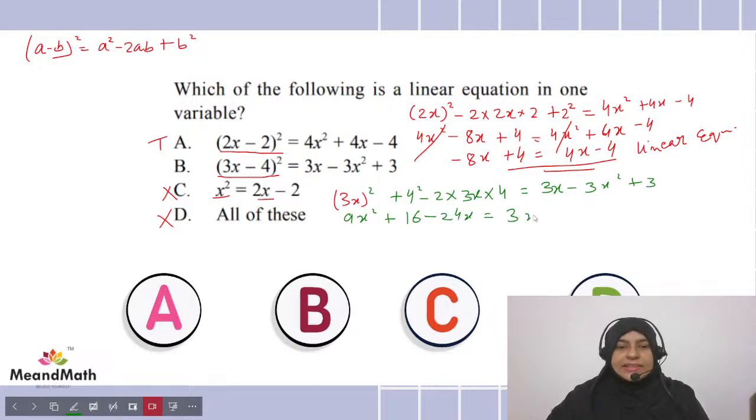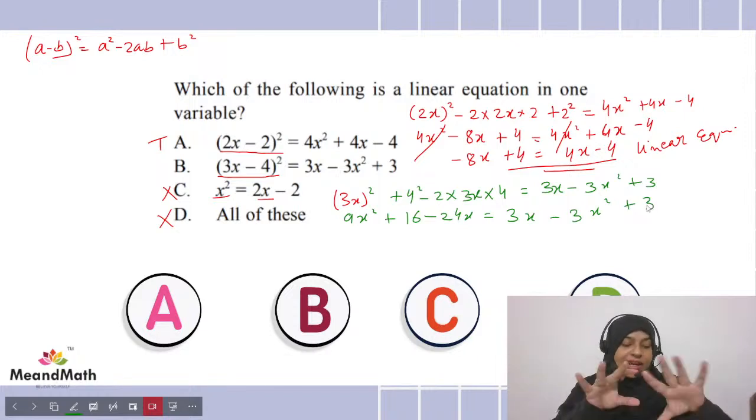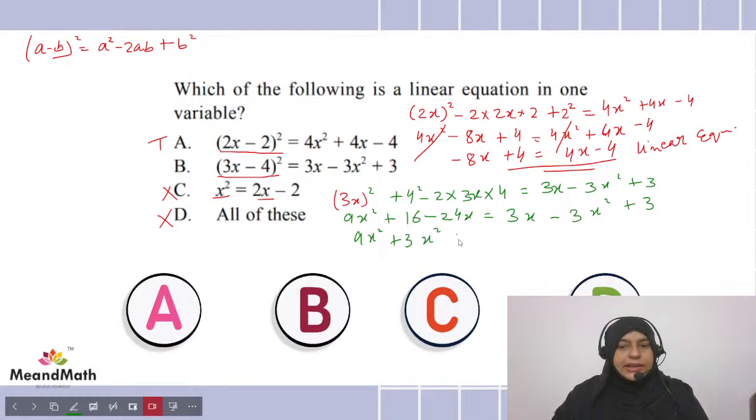Now it is 24x. It is 3x minus 3x square plus 3. Now when we take the like terms together, it will be 9x square, and this will come here, plus 3x square. Right? And it is plus 16. And you can take minus 24x here. Now 9 plus 3 is 12x square plus 16 is equal to 24 plus 3, 27x plus 3.